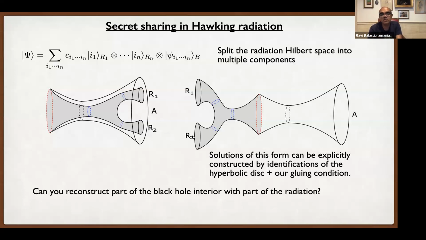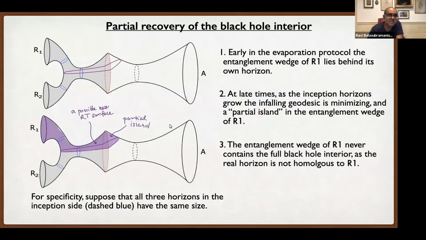So these kinds of solutions can be constructed basically because, again, 3D gravity, everything involves identification to the hyperbolic disk, so you can construct these kinds of things. So you could ask, can you reconstruct part of the black hole interior with part of the radiation, so that's this R1? So let's do that.